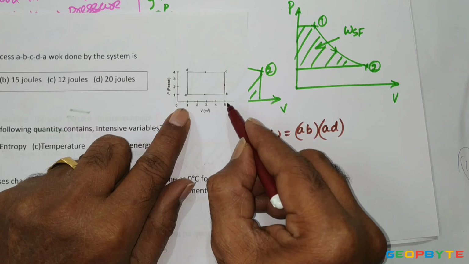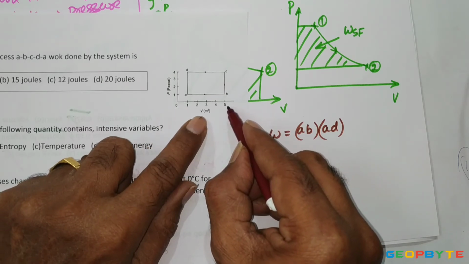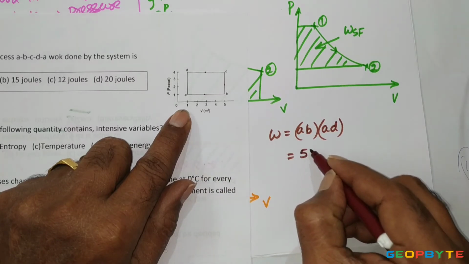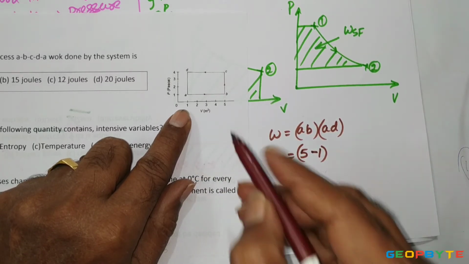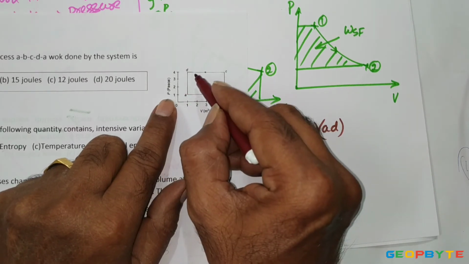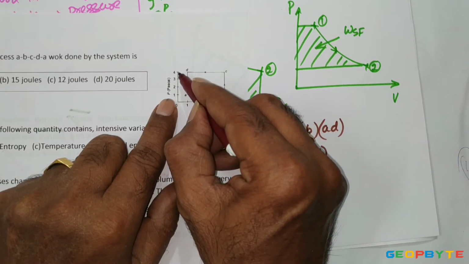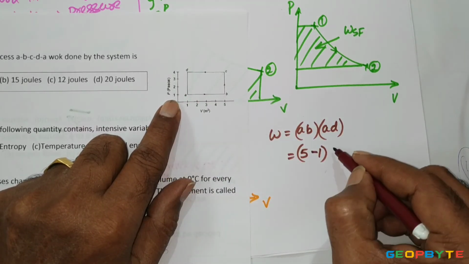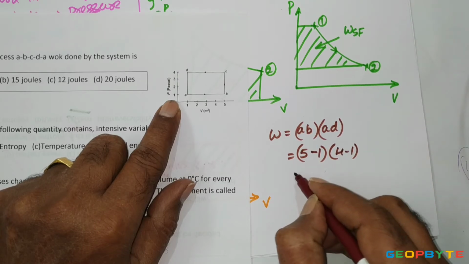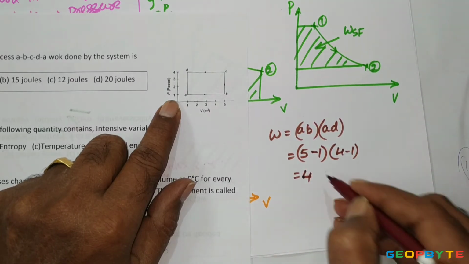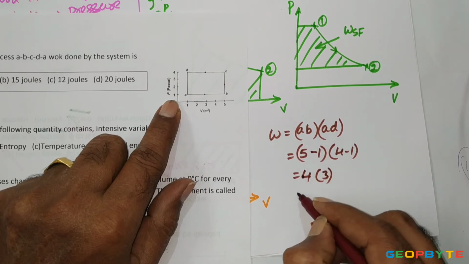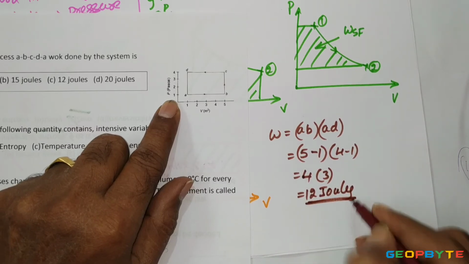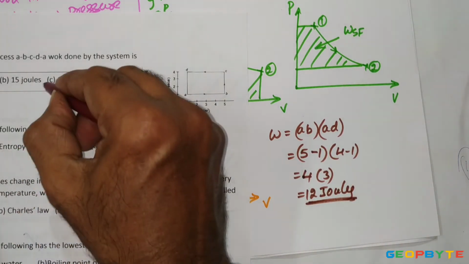Look at the AB. At B, volume is given in meter cube, 5. At A it is 1. 5 minus 1 is the breadth, and for the depth, pressure is given in Pascal. Corresponding to state D, 4, corresponding to A, 1, so 4 minus 1. It is equal to 4 multiplied by 3, equal to 12 joules. So for this particular problem, the answer is 12 joules.